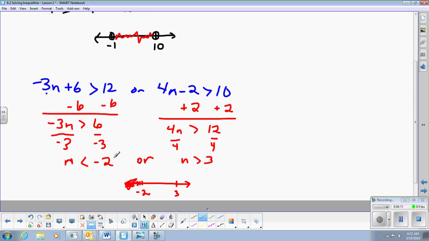Let's test 0. Notice I didn't test it in the other one. Once it's true for one with or, I can shade. Is 0 less than -2? No, it's not. It's greater than -2. Is 0 greater than 3? No, it's not. So I can't shade in between here. How about out here with 3? All right, so let's test 5. Is 5 less than -2? Not true. Is 5 greater than 3? Yes, that's true. So shade out here now. And I'm going to make an arrow a little better this time. And I need an open circle on 3 and an open circle on -2, and then I'm done with my graph.